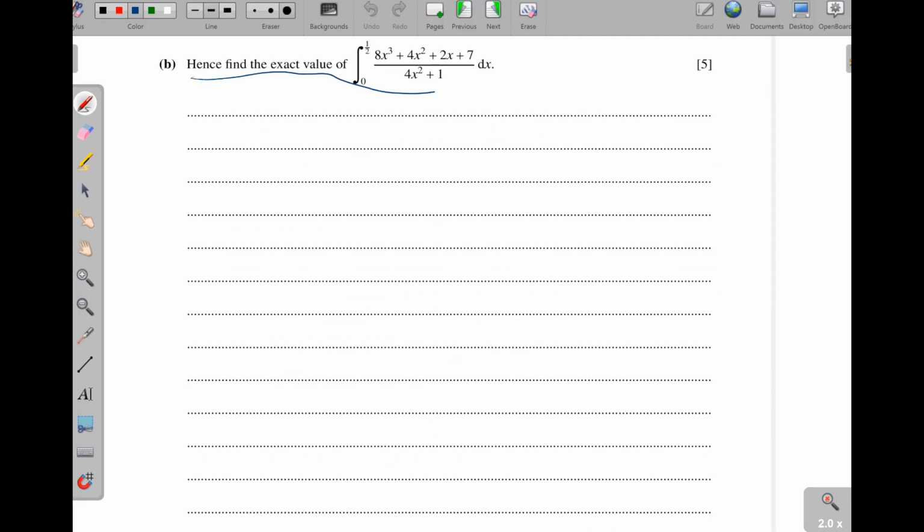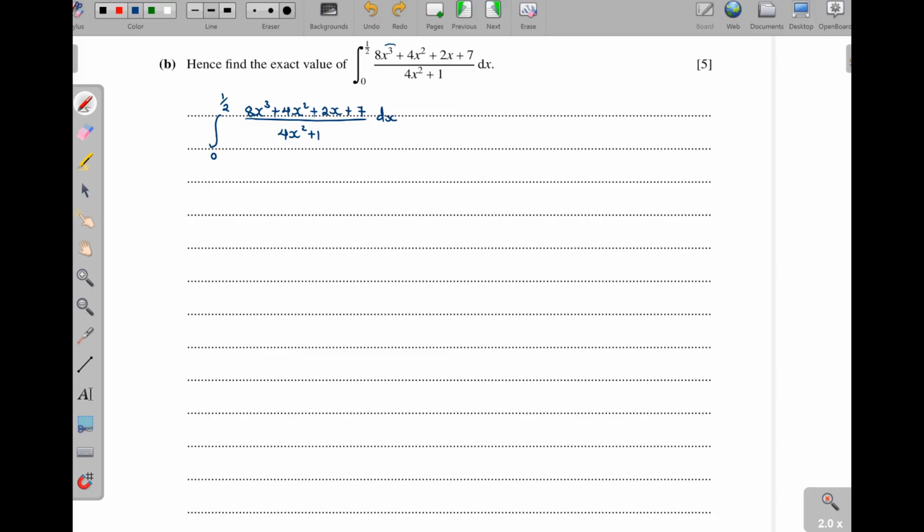Part B, hence find the exact value of this integral. So begin from where you have stopped. Okay, so when we integrate from 0 to a half, we have x cubed plus 4x squared plus 2x plus 7, divided by 4x squared plus 1 dx. Now, by the way, they gave us part 1 to help us, but they can just bring this question like this, and they put for you 8 marks. Okay?